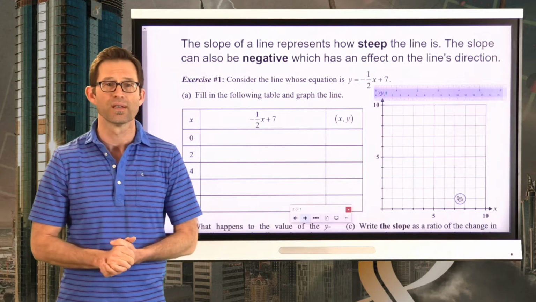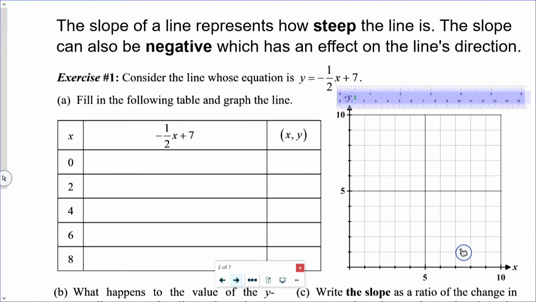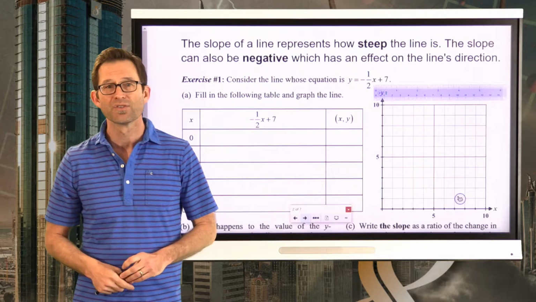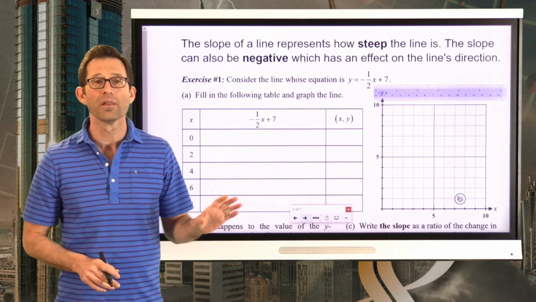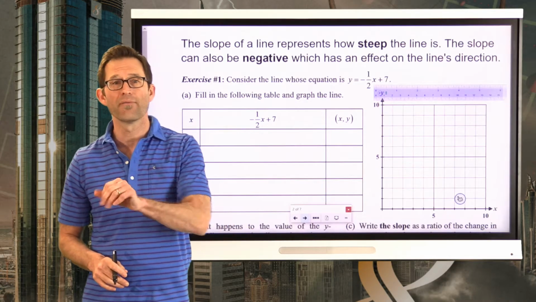Let's take a look at exercise number 1. Consider the line whose equation is y equals -1/2 x plus 7. Letter A, fill in the following table and graph the line. Awesome. Let's do it. Let's fill in a little bit of it together and then we'll have you fill in the rest on your own.